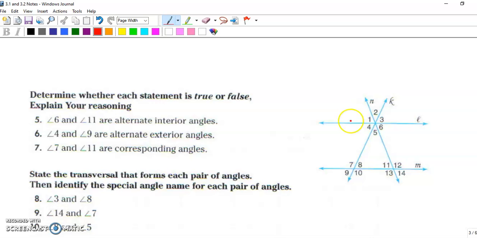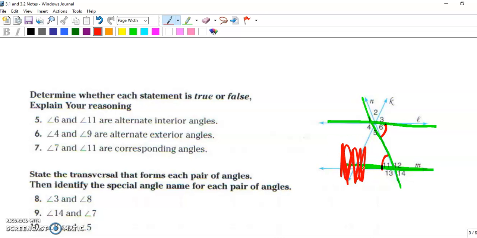There's a lot going on in this picture, especially with all three lines intersecting up there. So if we're looking at angle 6 and angle 11, you really have to be able to focus on those three lines and just ignore this part of the picture. Are those alternate interior angles? Yes, they are.